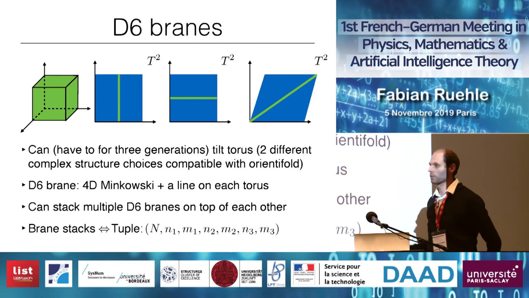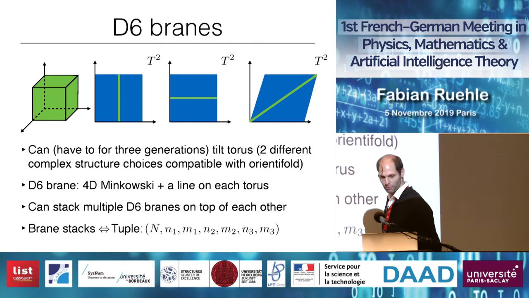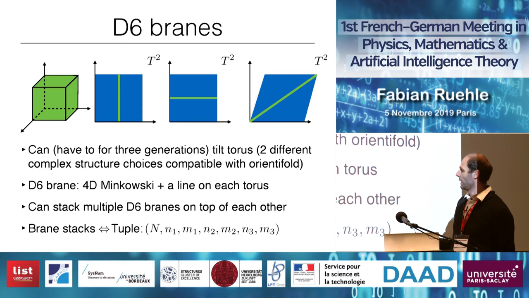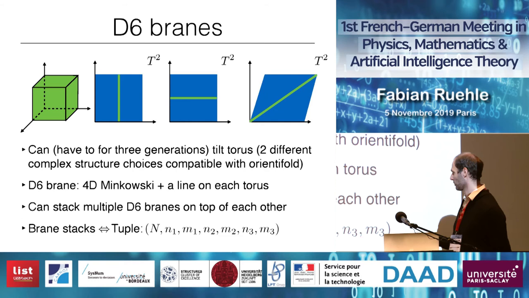Now I can put n different branes on top of each other, and I can characterize the windings around the A and the B cycles, the two cycles of the torus, by these numbers n and m. So if I have the 7-tuple telling me how many branes I have and how I am wrapping the six cycles of the six-dimensional torus, then I have specified the boundary condition of my brane, and with it of my string theory in this case.